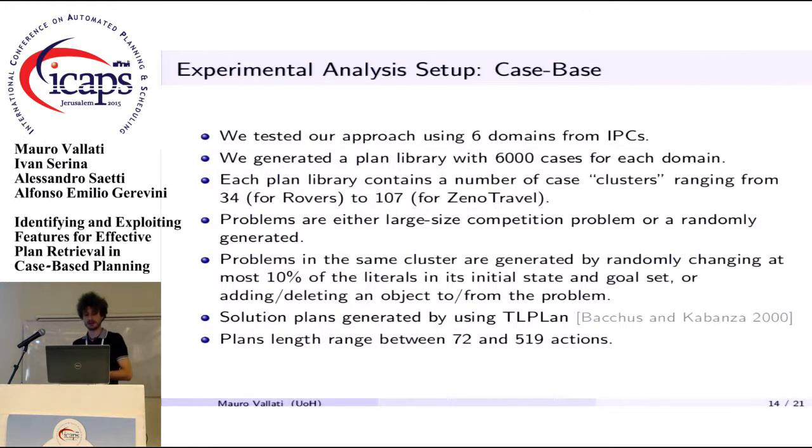Well, you select some problems which are either large-size competition problems or randomly generated using the available random generators. And the problems in a cluster are basically generated by changing at most 10% of the literals or by adding and deleting objects from the problem. Given these 6,000 cases, we have all the solution plans, which were generated by using TLPlan, and the plan length in general is between 72 and 519 actions.